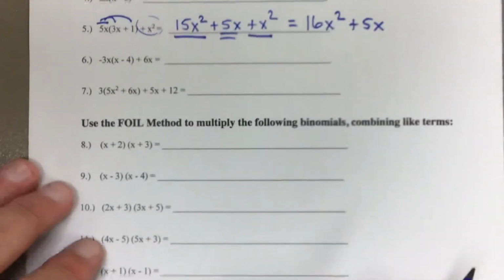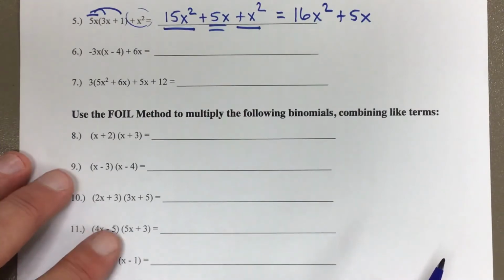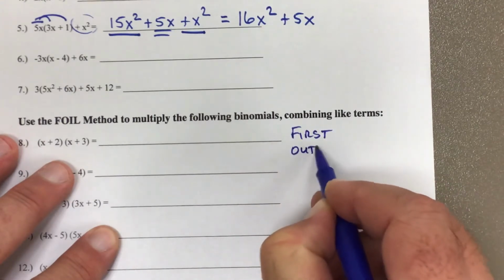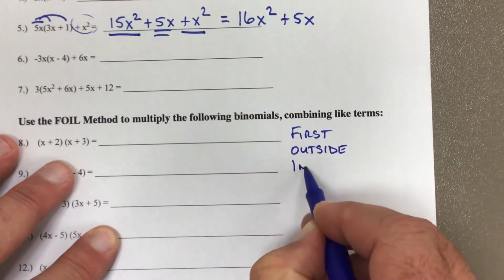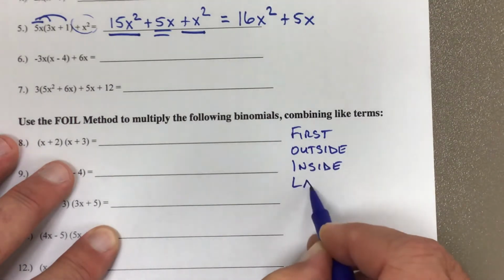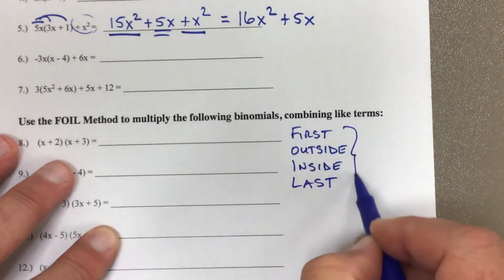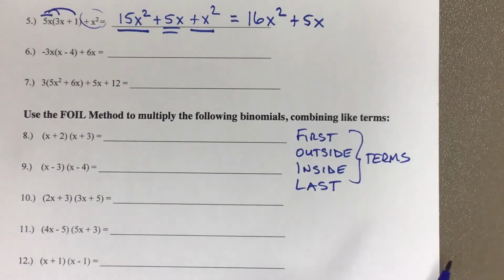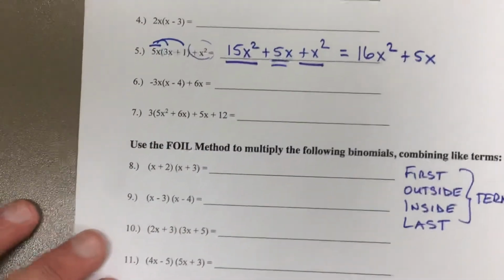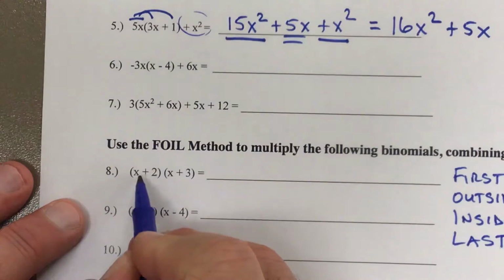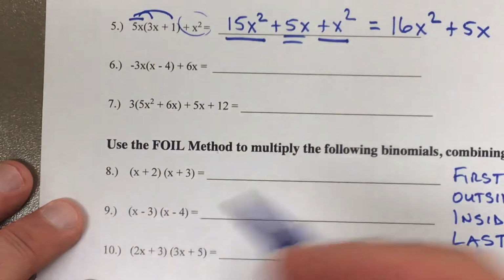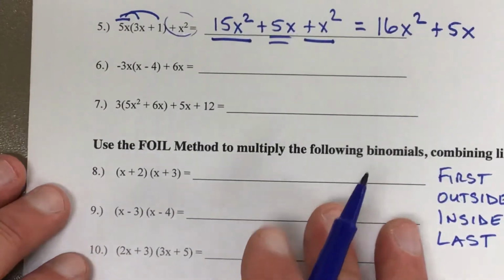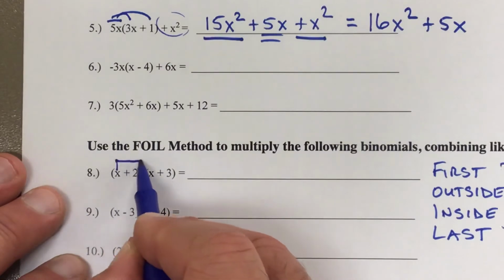Now, the other cool one is this thing called FOIL. FOIL stands for first, outside, inside, and last. And they're talking about terms here. All right? So the first, outside, inside, last terms. When we have two binomials, which means that there's two terms, and we're multiplying them together, we're really doing a double distribution, sort of like this up here, but we're now going to take the x and multiply it by the x.